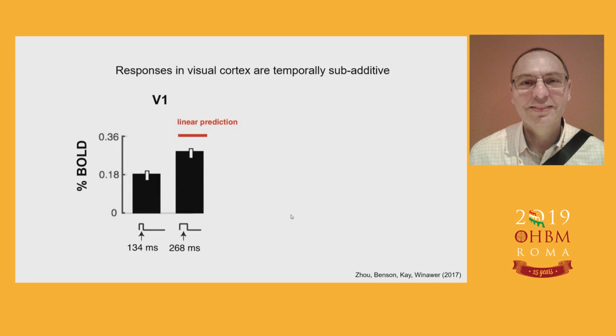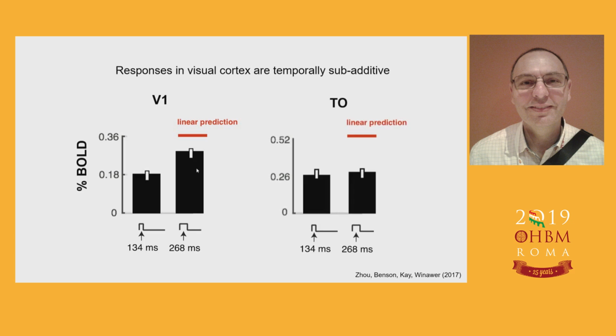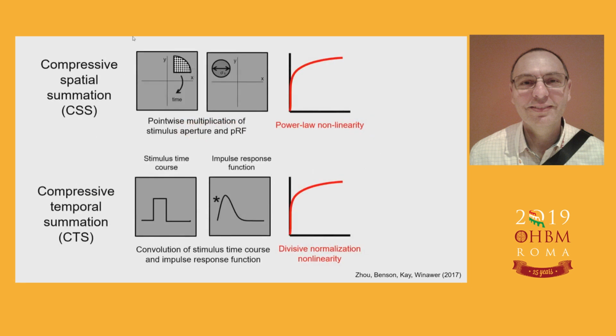We can do the same test of linearity, and when we do that, we see that in V1, the response to a stimulus that doubles in length doesn't double in amplitude, it's less than double. The linear prediction fails. And in higher visual areas like temporal occipital cortex, the linear prediction fails even more. There's not much increase as the stimulus gets longer. And we can capture that with an analogous model.